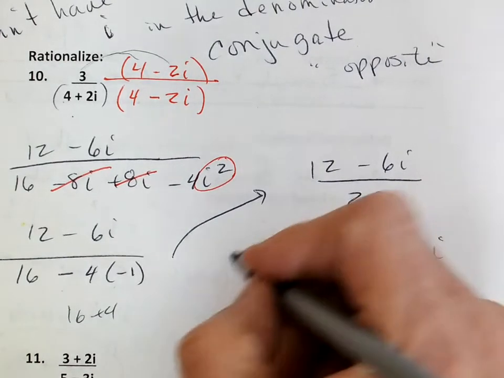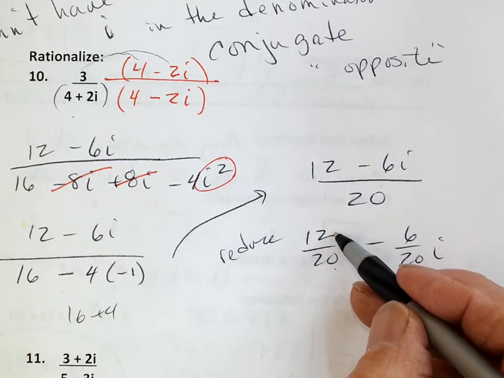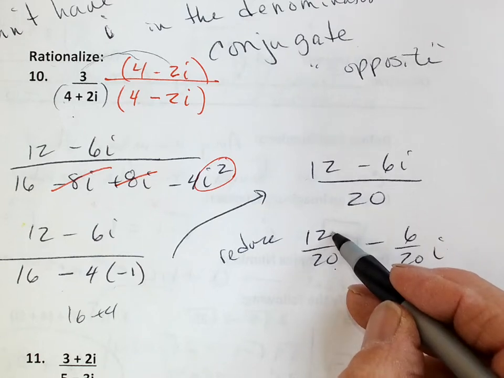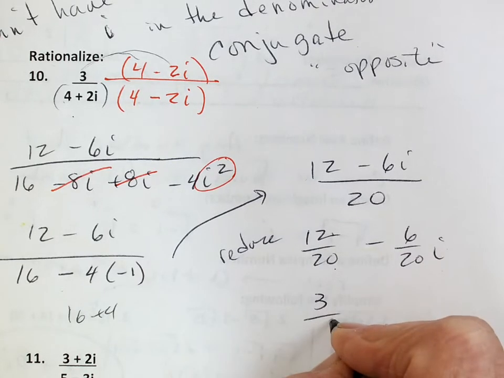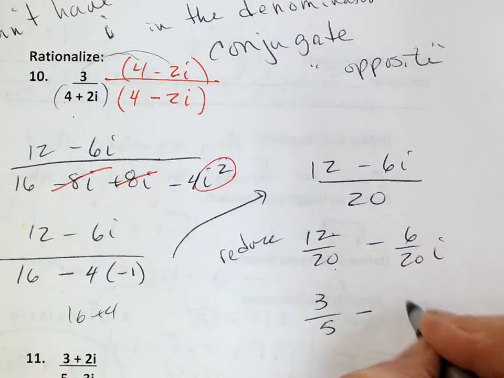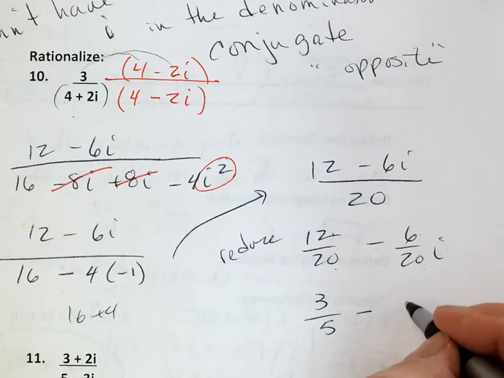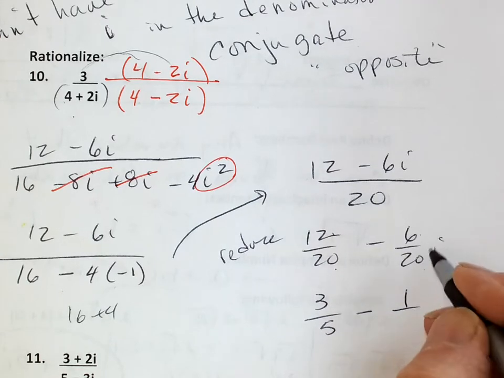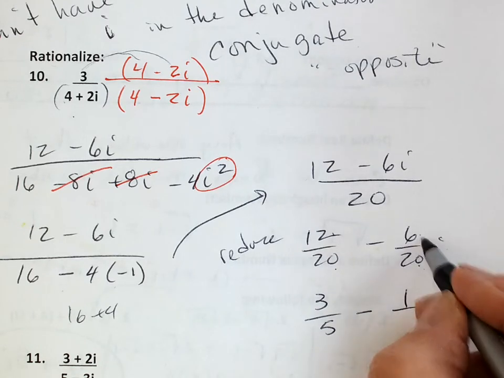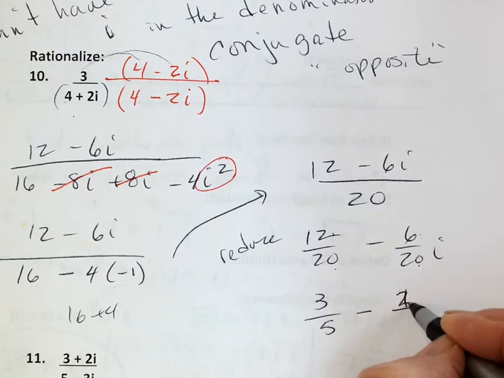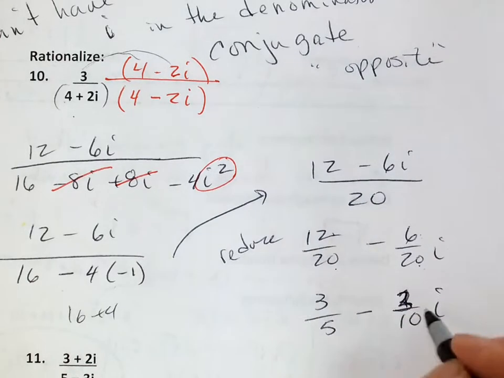And I can actually even reduce this. I want to get fancy. Reduce by 4, and I get 3/5, right? Minus, reduce by 2, and I get 3 tenths i. There we go.